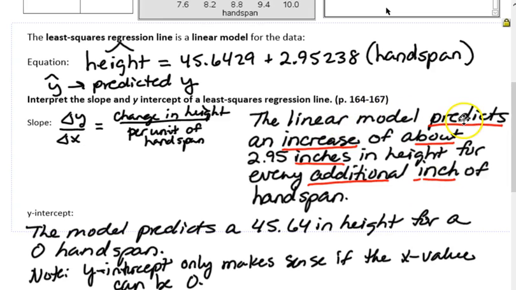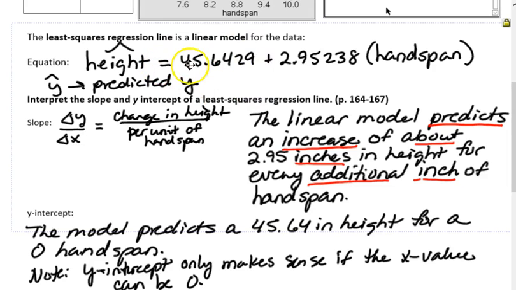A linear model predicts the height. This is not the actual height, so we need to say predicts. It predicts an increase of about 2.95 for every additional inch of hand span. In other words, it's not just 2.95 times the hand span equals the height, because in that case I have a hand span of about 8 inches. This is about 3. That would make my height 24 inches, which would be ridiculous.